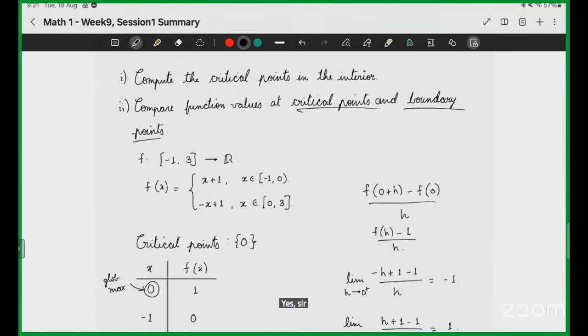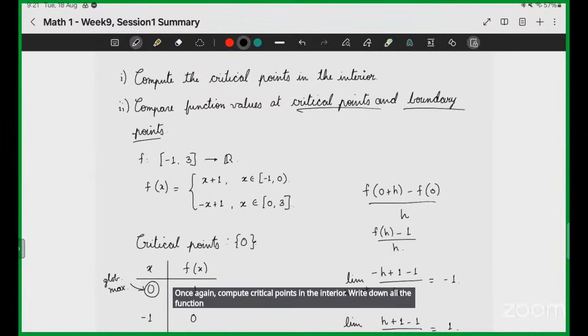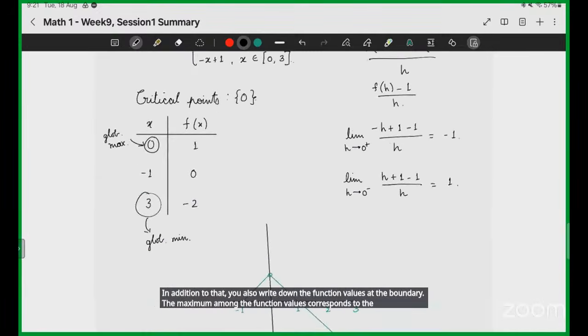Once again, compute critical points in the interior, write down all the function values at the critical points. In addition to that, you also write down the function values at the boundary. The maximum among the function values corresponds to the global maximum, and the minimum among the function values in that list corresponds to the global minimum. Okay?